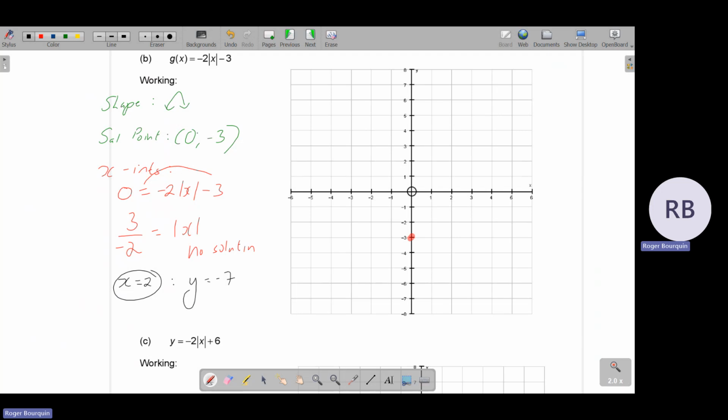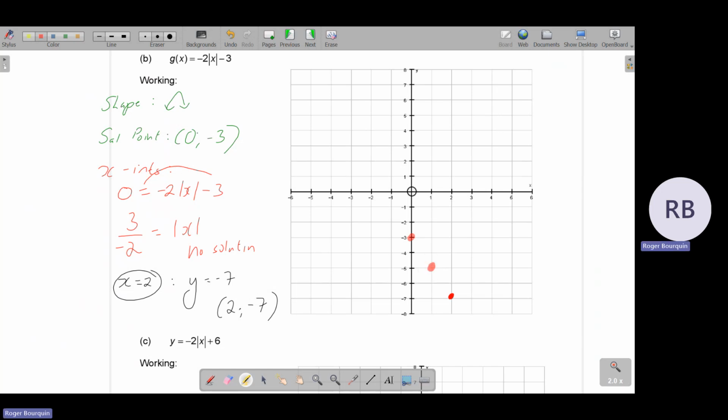So what's another point on this graph? It's going to be (2, -7). If you'd done 1, you would have got (1, -5). It doesn't matter what point it is, but whatever point you pick, label it.